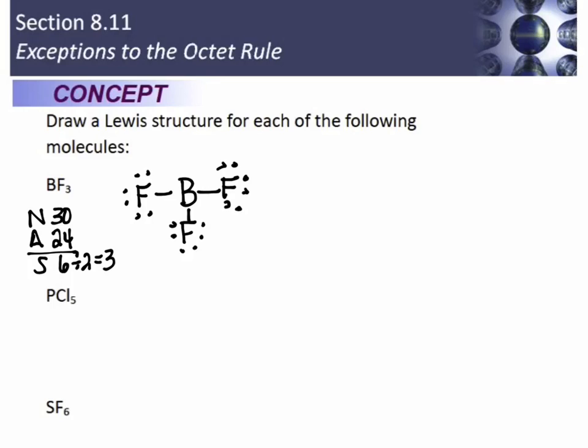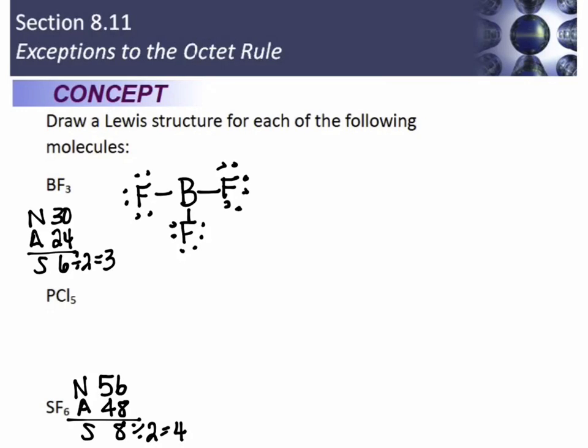All right. PCl5. I'm going to drop down. Let's do SF6. So needed, available, shared. How many is needed? We have 7 atoms at 8 each. 56. How many are available? 48. That means my difference is 8 divided by 2 gives me 4 bonds.